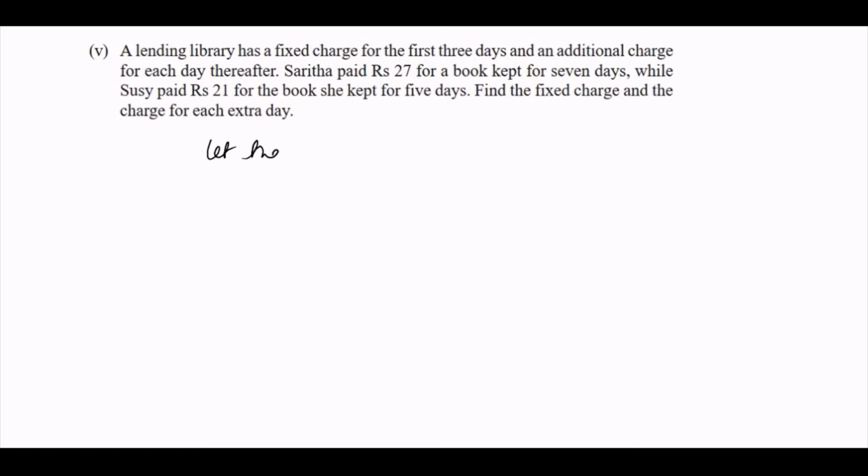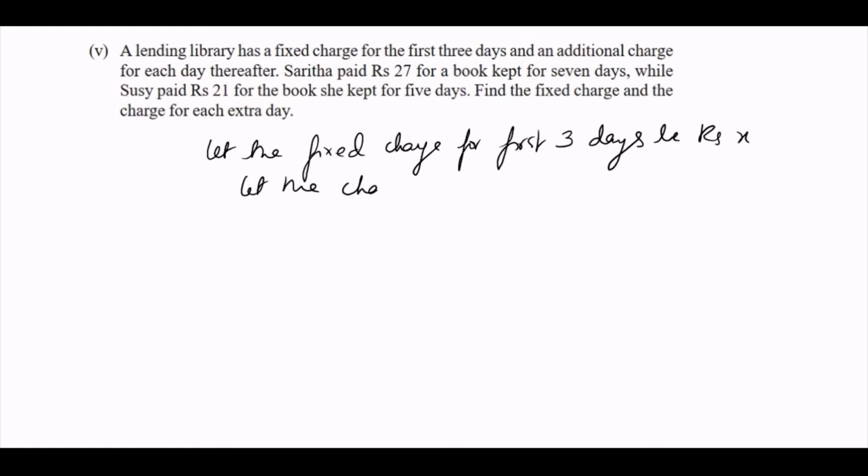So let the fixed charge for the first 3 days be rupees x. That is, the fixed charge for keeping the books for the first 3 days be rupees x. And let the charge for each extra day be rupees y. So it's given Sarida paid rupees 27 for a book kept for 7 days. So in 7 days, for the first 3 days she has to pay the fixed charge and the remaining days are 7 minus 3, that is 4. So extra charge is paid for the rest 4 days.